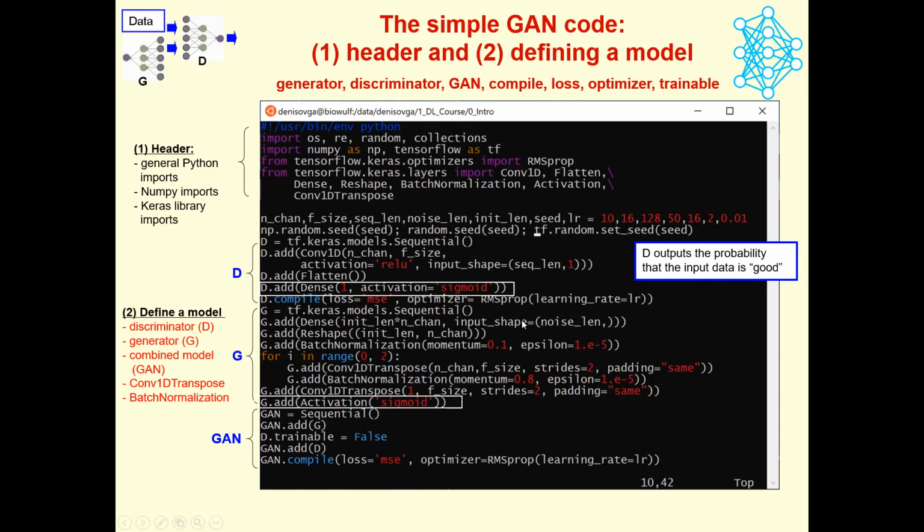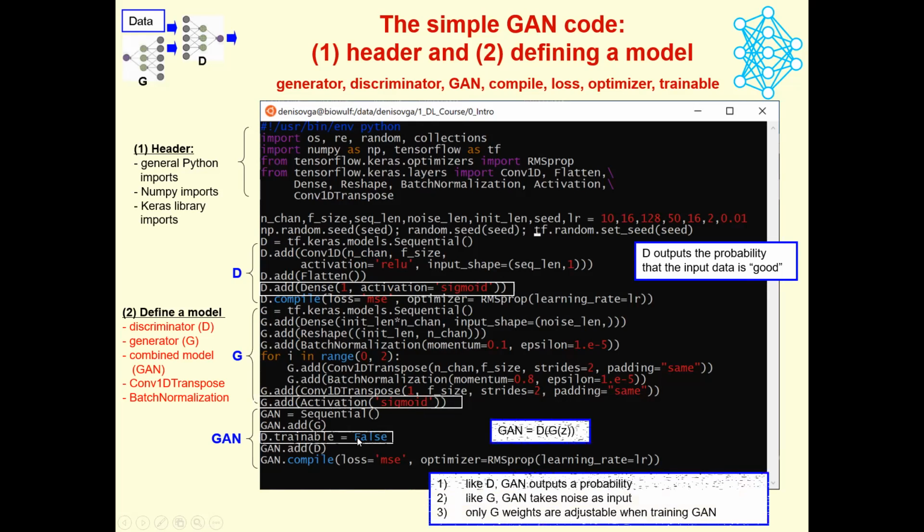The second comment is that the generator also has sigmoid activation as the last layer. But that's for a different reason. That's because the generator will produce, in our case, sequences of zeros and ones. So it will output something between 0 and 1, which will be subsequently rounded to the nearest integer. So the output will be a sequence of zeros and ones.